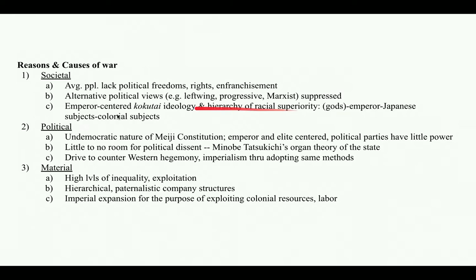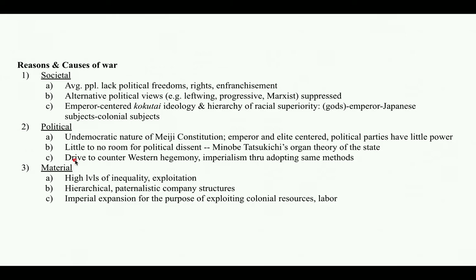Political would include the undemocratic nature of the Meiji Constitution, which we looked at in the last lecture, which was emperor and elite centered, and wherein political parties had relatively little power. There was little to no room for political dissent, as evidenced by Minobe Tatsukichi's removal from his position after voicing the organ theory of the state, which stated that the emperor was simply one organ of the state rather than being above or transcending it.